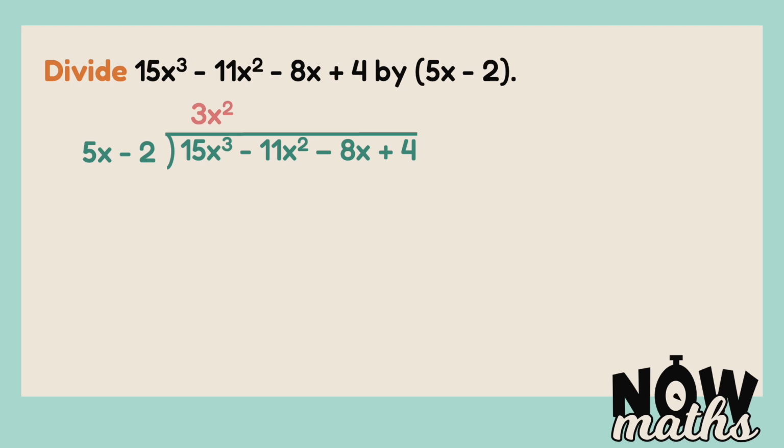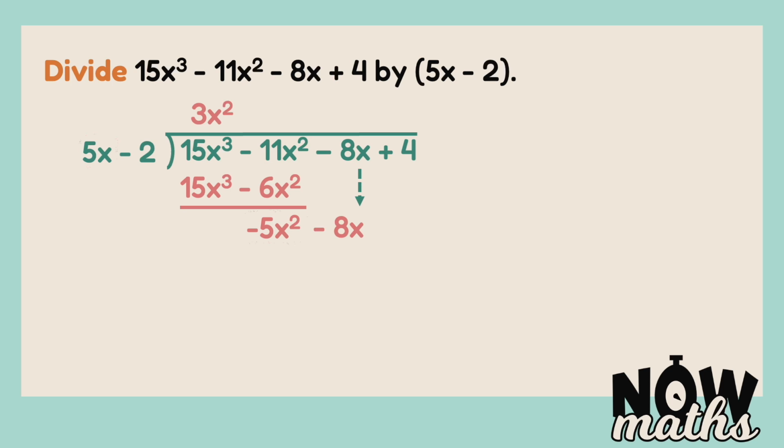So to work out the remainder, we're going to multiply the 3x squared that we just worked out by 5x subtract 2. And 3x squared multiplied by 5x is 15x cubed, and 3x squared multiplied by negative 2 is negative 6x squared. Now to work out the remainder, we need to subtract this from the line above. So 15x cubed subtract 15x cubed is 0, and negative 11x squared subtract negative 6x squared is the same as negative 11x squared add 6x squared, which gives us negative 5x squared. And we bring down the next term from the cubic, which is the negative 8x.